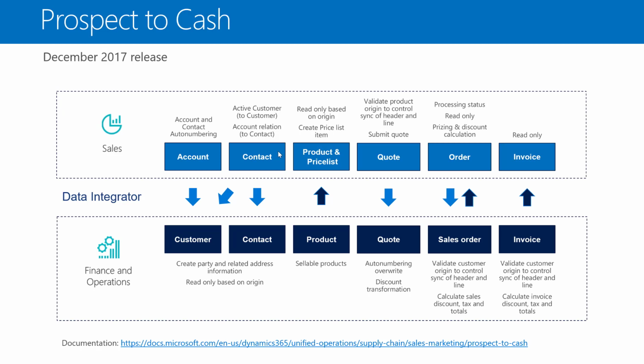Now, this customer can be of type organization or person. So the meaning is somewhat the same, but the concept, the data structure behind it is different. So what we have done to do a smooth integration is that we say, as long as you have a contact that's related to another account, we synchronize it as a contact to finance and operations. If you have a contact that's what we call an active customer, meaning you have a quote or a sales order or anything like that, where you would consider it to be a customer in finance and operations, then we can synchronize it as a customer as well.